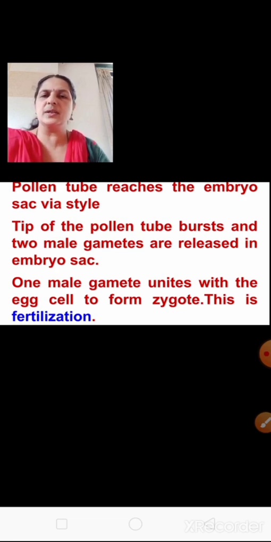So what happens to the next male gamete? The second male gamete unites with the polar nuclei. I told you first that there are two polar nuclei. It unites with the two polar nuclei and endosperm is formed. As two nuclei participate in this process, it is called double fertilization. Endosperm gives nutrition for the seed. As two nuclei participate in this process, it is called what? Double fertilization. I will show you the figure here.